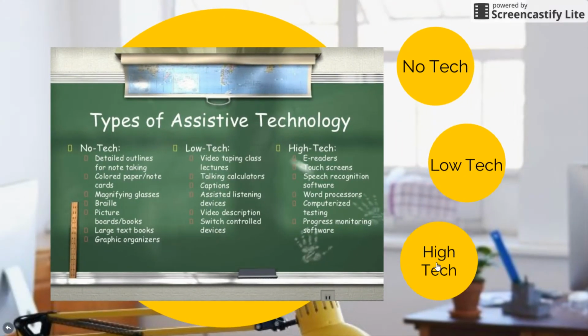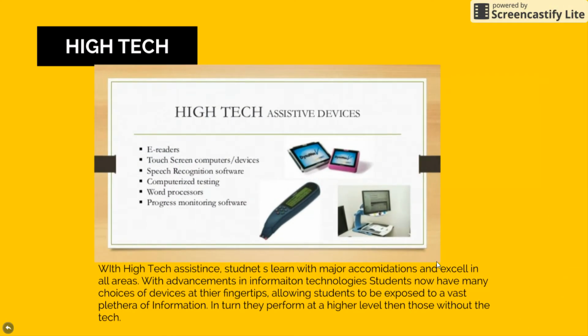In the high-tech area, e-readers, touchscreen computers, and devices such as your tablets, speech recognition programs, and customized computerized testing also help. With these high-tech assistance devices, students learn with major accommodations and excel in all areas. With the advancement of information technology, students now have many choices of devices at their fingertips, allowing students to be exposed to a vast plethora of information.